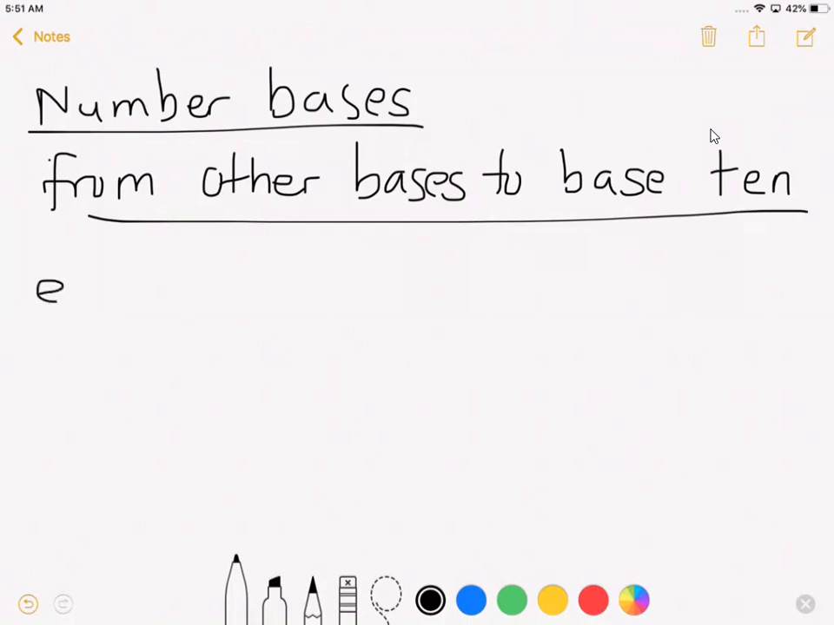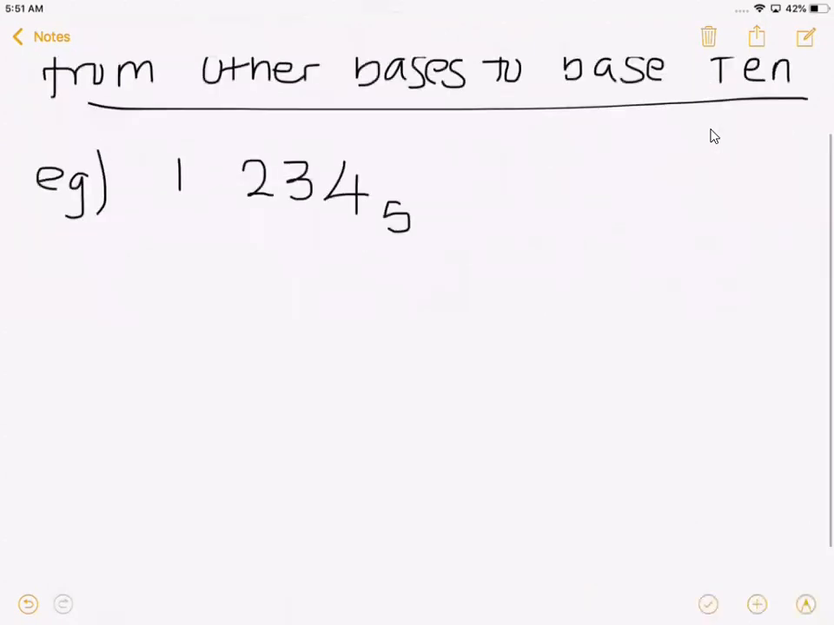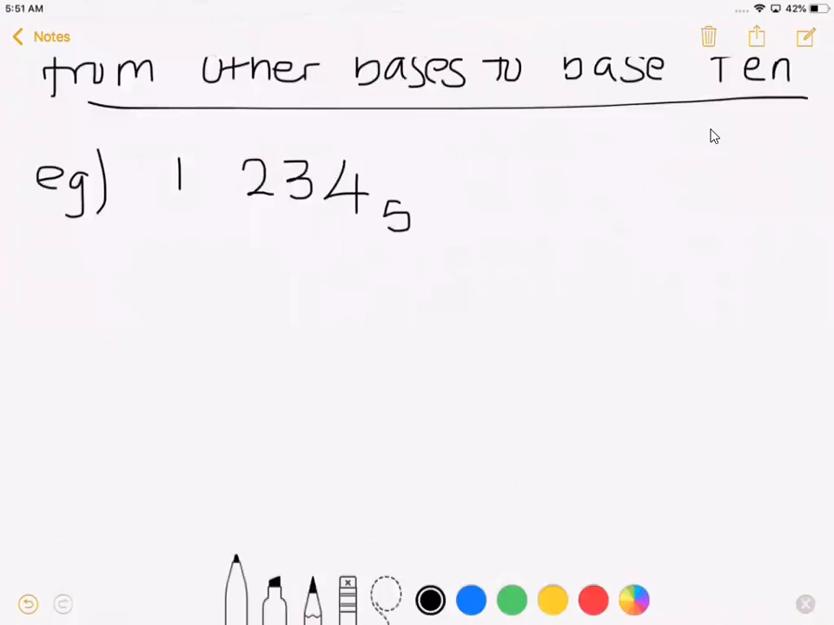Given 1, 2, 3, 4, which is in base 5, and you are required to change it to base 10. How do you do it? You take the first number and multiply it by 5. So you are going to say 1 times 5.